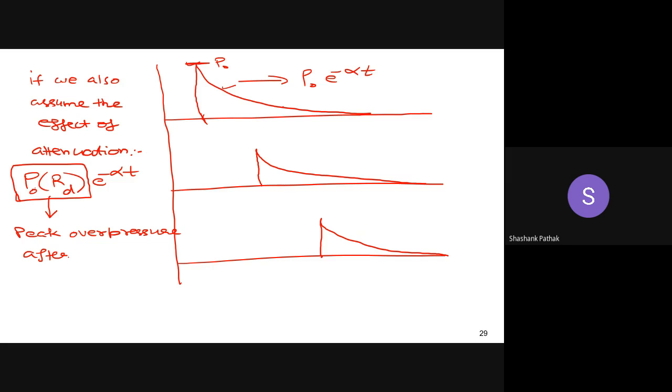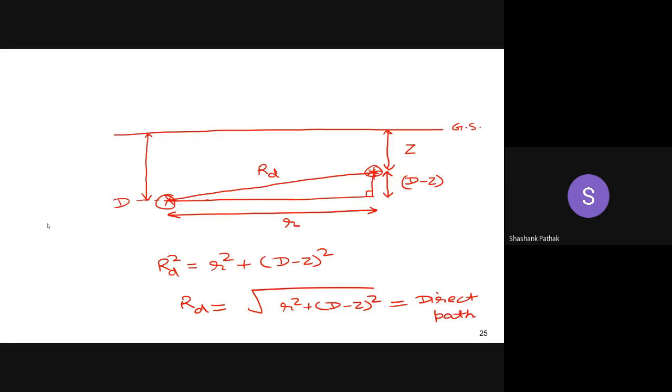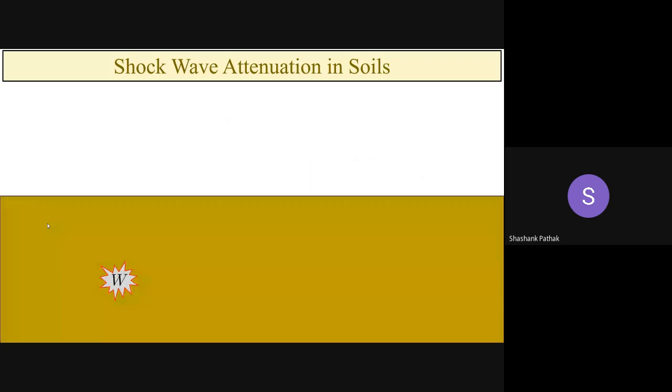after traveling a distance RD in the geo medium. So there can be different types of attenuation equations. For example, let me show this one.